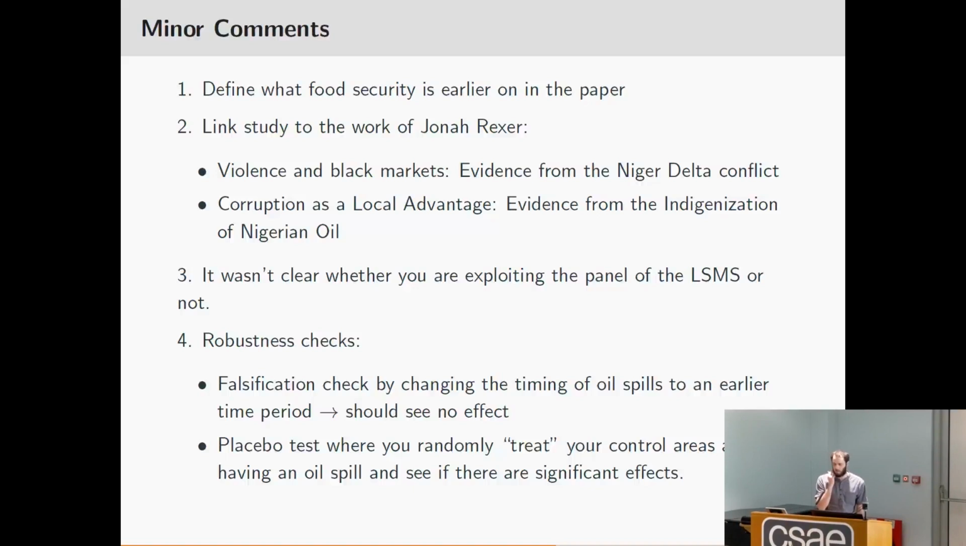There's a couple of robustness checks that I think you could do that would be easy to implement. So one would be changing the time of when oil spills happen. You can move it earlier, and if you see no effect, then we can say that this is identified as the spill. Or even placebo tests, looking in your control areas and shocking them randomly with oil spills, because then you shouldn't see an effect, right?